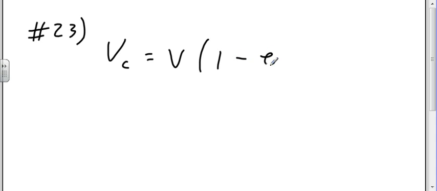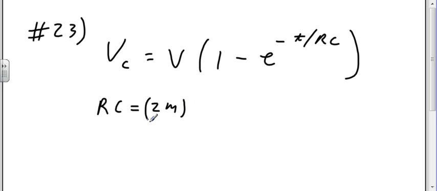V1 times 1 minus e to the minus t over RC. All right, so that's what we got. Find t in milliseconds. R is 2 mega ohms. All right, well, first of all, we're going to find RC. RC, I have 2 meg times 4 microfarads. So that'd be 8. RC is going to be 8. Okay, well, that's good. 8 seconds.